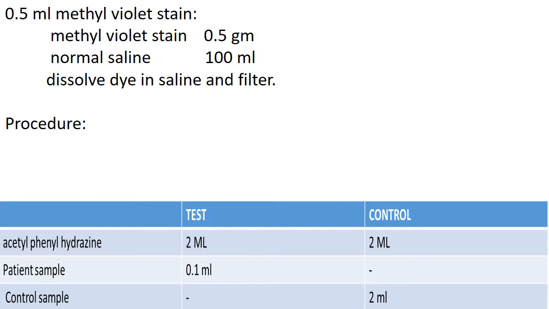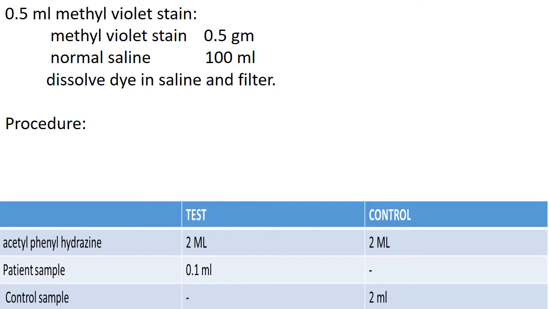The next reagent required is 0.5% methyl violet stain. Methyl violet stain 0.5 gram, normal saline 100 ml. Dissolve the dye in saline and filter it. Do not do the test within 1 hour of drawing the blood, because you won't get a clear picture of Heinz bodies.